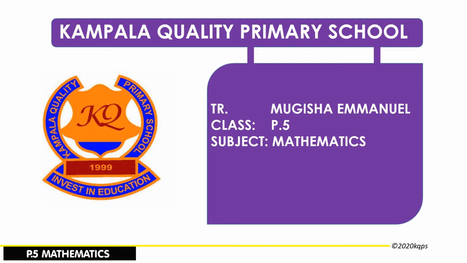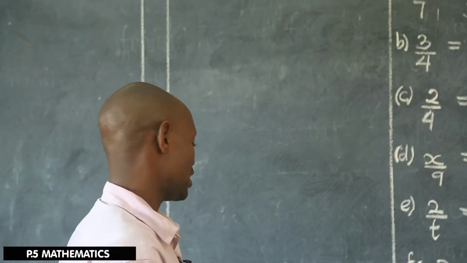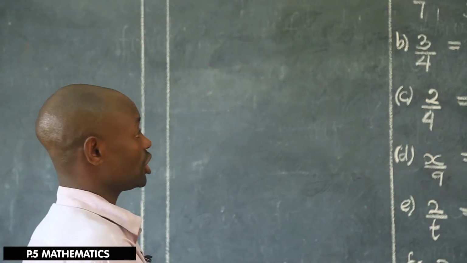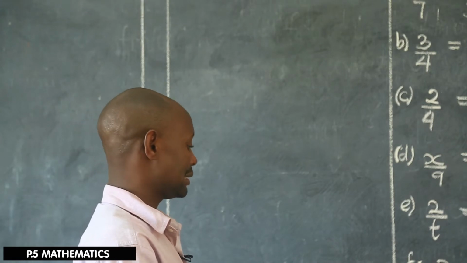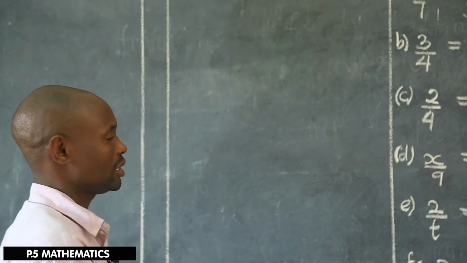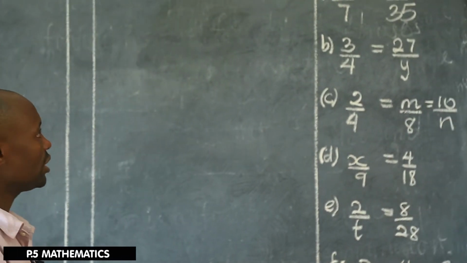But before I take you through today's lesson, in our previous lesson we learned about solving equations. But these equations were related to equivalent fractions. And I gave you 6 numbers, which I hope you sat down and did so well. So, can we quickly go through the activity which I gave you?